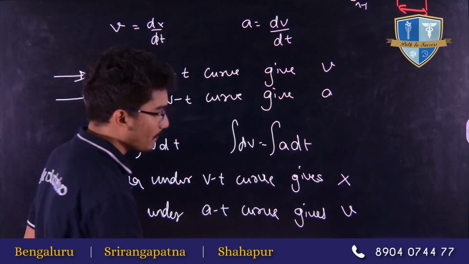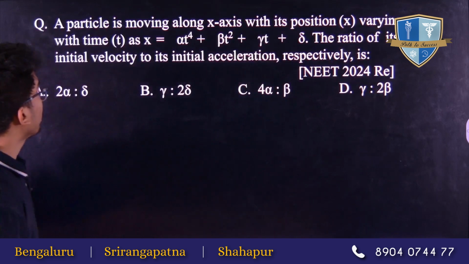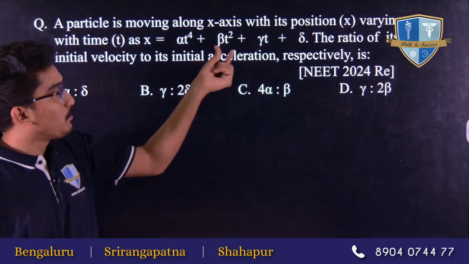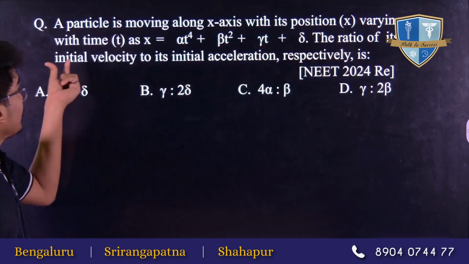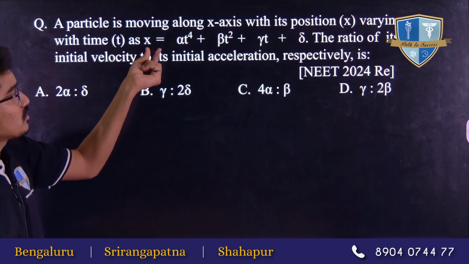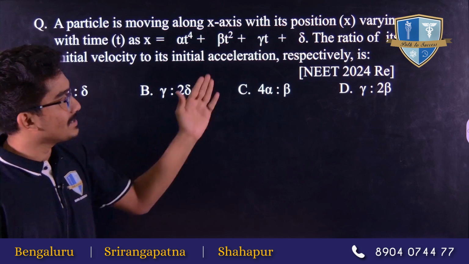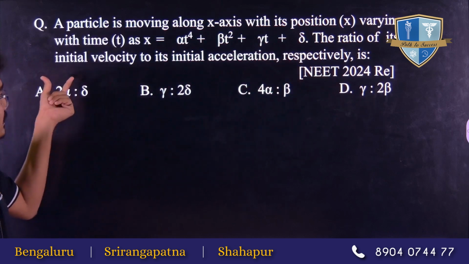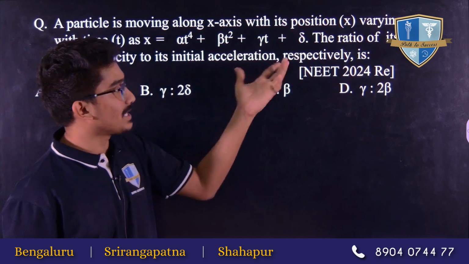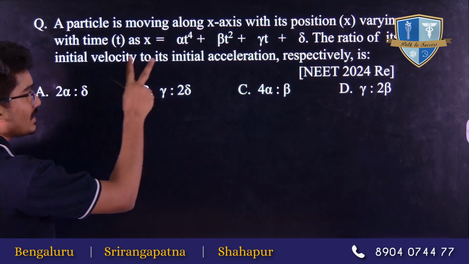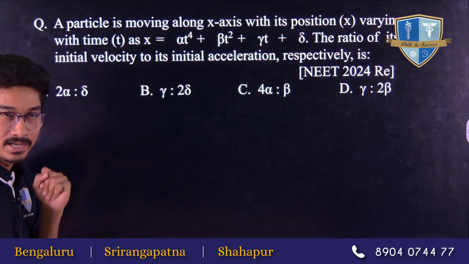Let's see our first question. A particle is moving along the x-axis with its position x varying with time t as x is equal to alpha t to the power 4 plus beta t square plus gamma t plus delta. The ratio of its initial velocity to its initial acceleration respectively is. Means we need initial velocity, initial acceleration, and their ratio.